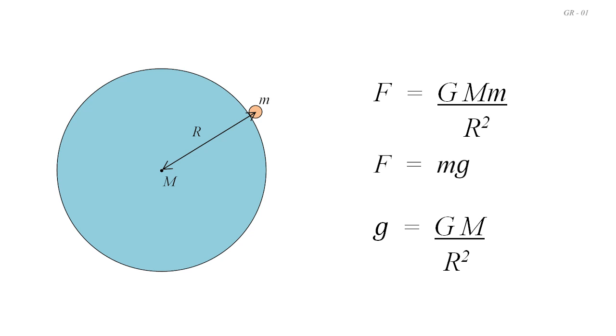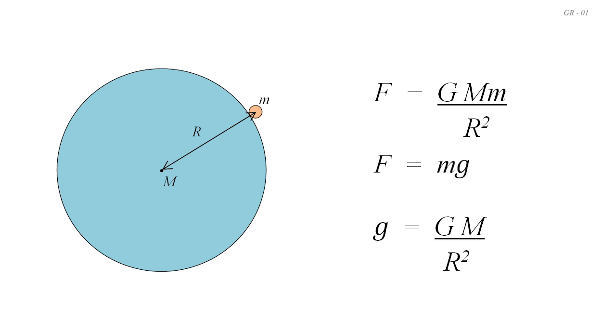Furthermore, it should be obvious that we can interpret the magnitude of this little g as the force of gravity on a 1 kilogram mass placed on the Earth's surface. It's this formula with little m equal to 1, and for that reason we can also think of this little g as the gravitational field strength at the surface of the Earth. It is the force that would act on a unit mass on the surface.